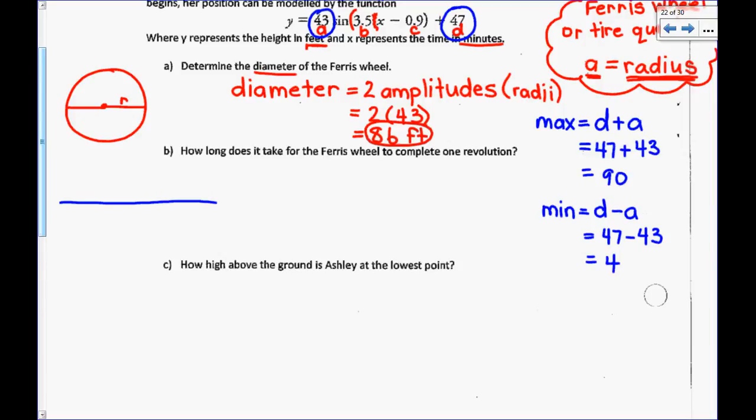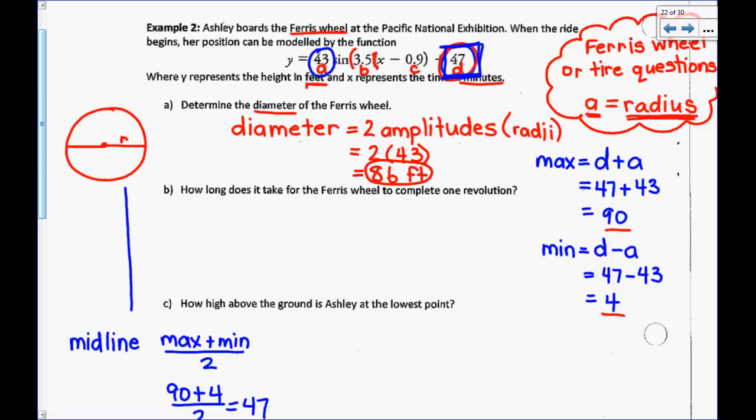So we've got a maximum at 90. I've got a maximum point at 90. I've got a minimum point at 4. And I've got a midline. That's the point that goes right through the middle between those 2 points. And that's at 47, which I've read off of my equation right here.